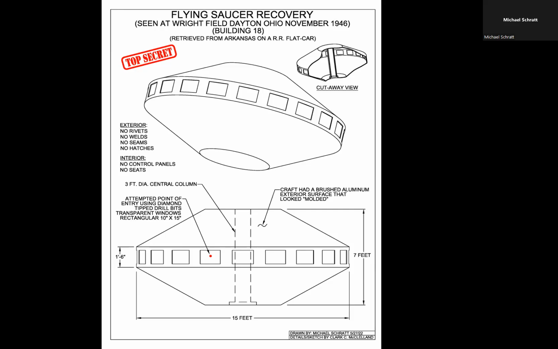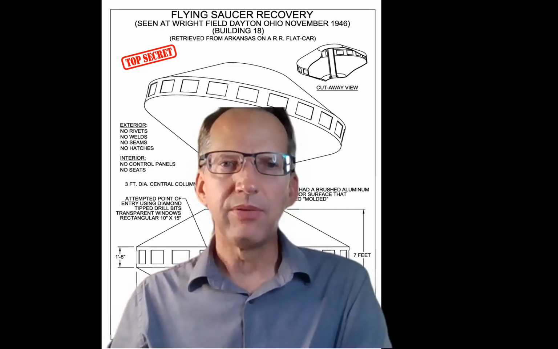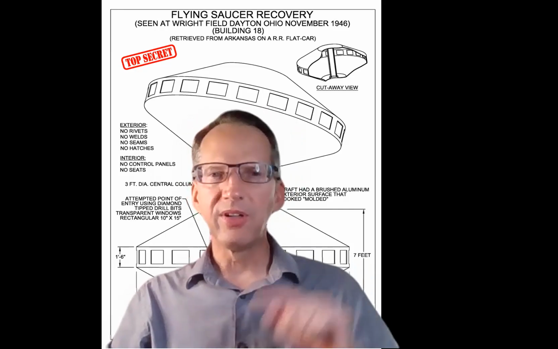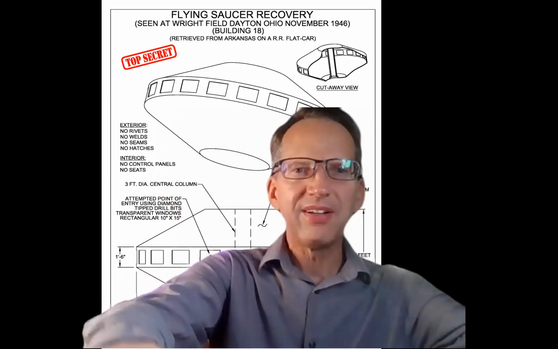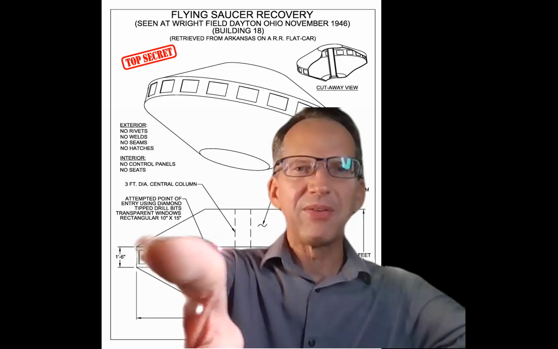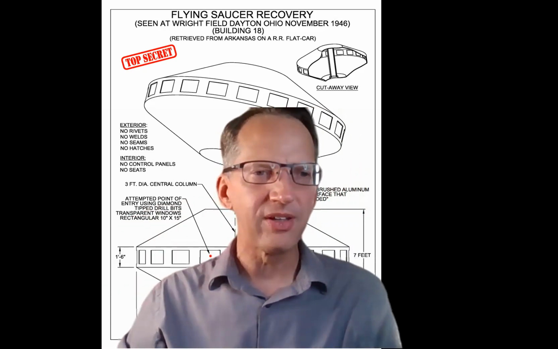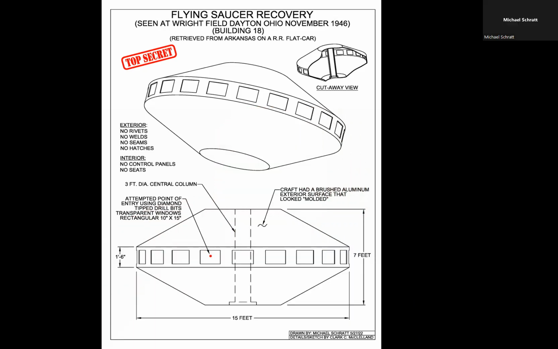Now, look very carefully here, and I'll try to give you a little bit of a view. If you look over here, right about there, you'll see a small red dot on the windows section. And this is the attempted point of entry.